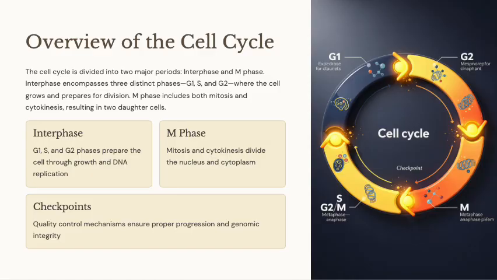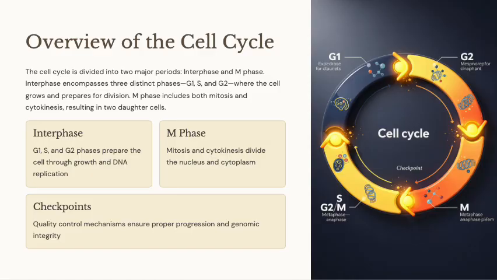Now let me present to you a brief overview of the cell cycle. The cell cycle is divided into two major periods, interphase and M phase. Interphase is the longest portion of the cycle and includes three distinct phases, G1, S, and G2. During interphase, the cell grows, performs its normal metabolic functions, replicates its DNA, and prepares for division.